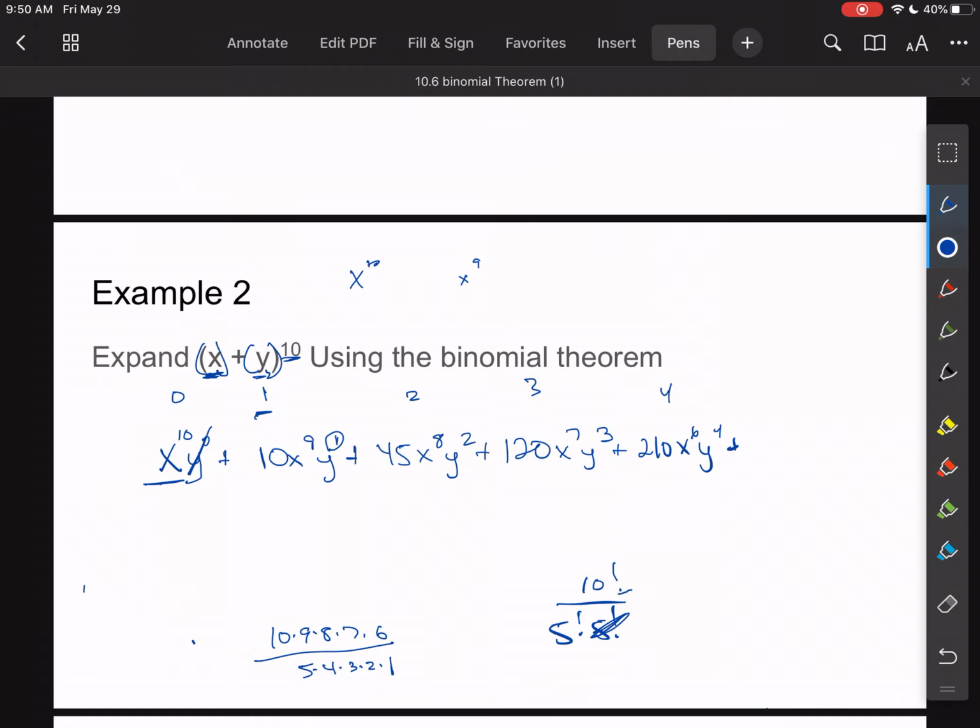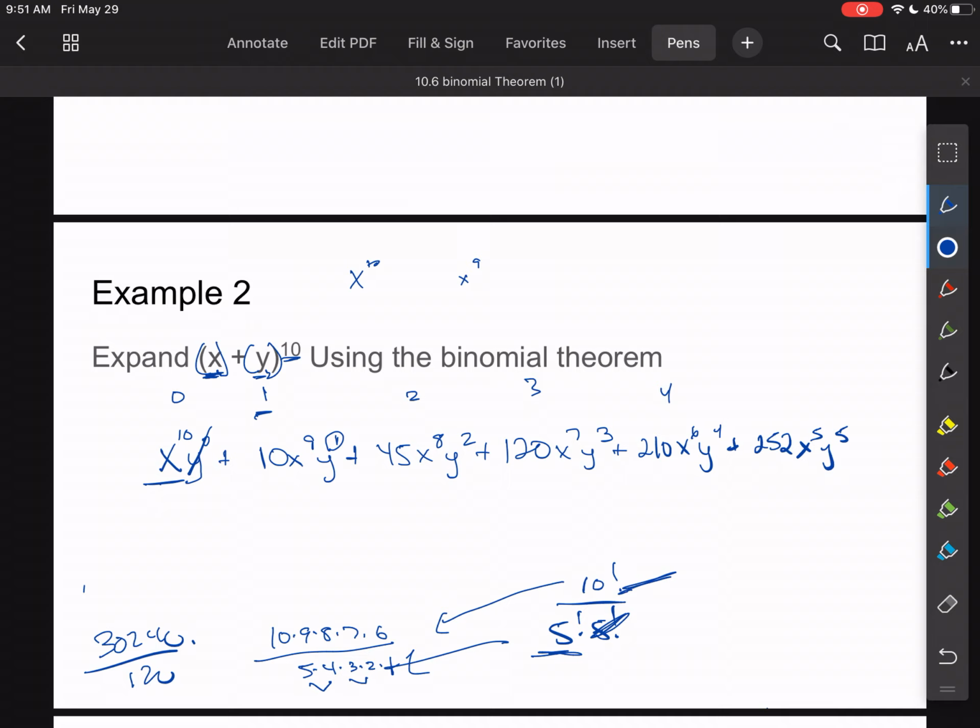The 5 and the 5 from the 10 factorial cancel. So now I just have this 5 factorial, which is 5, 4, 3, 2, 1, and then I have 10 through 6. Multiply that out: 10 times 9 times 8 times 7 times 6 is 30,240. Then you divide that by 5 times 4 times 3 times 2 times 1, which is 120. And you get 252. So it's 252 x to the 5th y to the 5th.